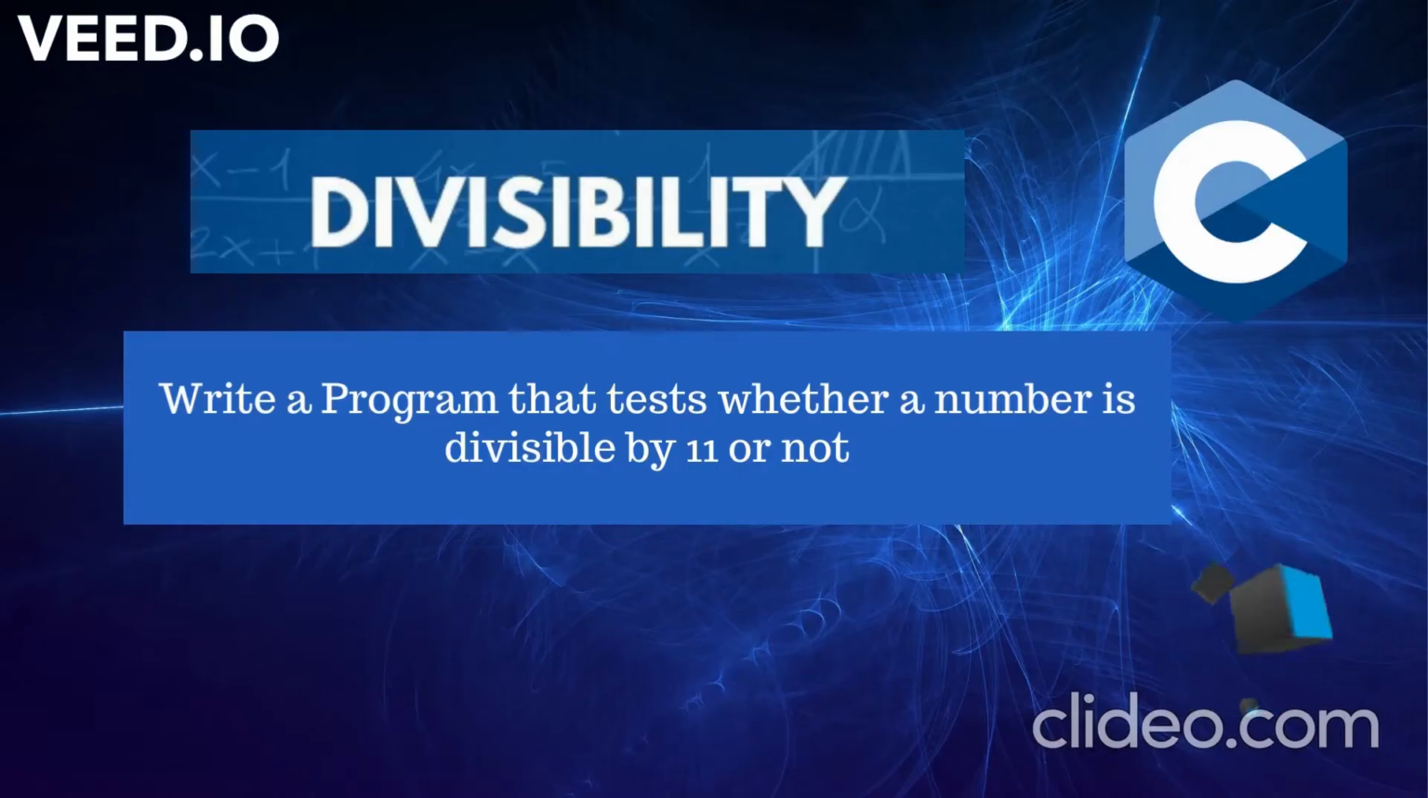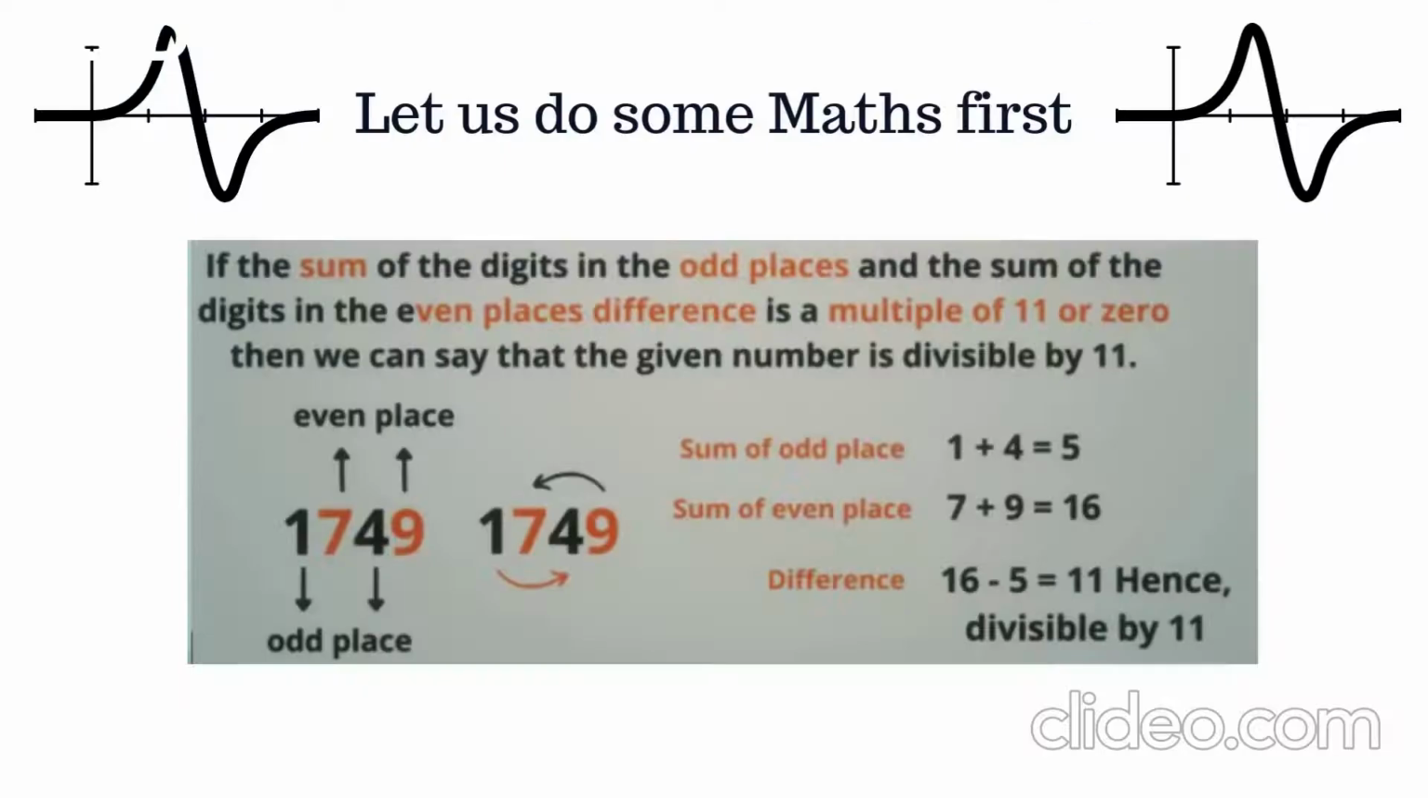Let us start with our second video of our C programming problem series. So what does the question want us to do? It wants us to check whether the number is divisible by 11 or not. So before starting with our code explanation, let us do some maths first.